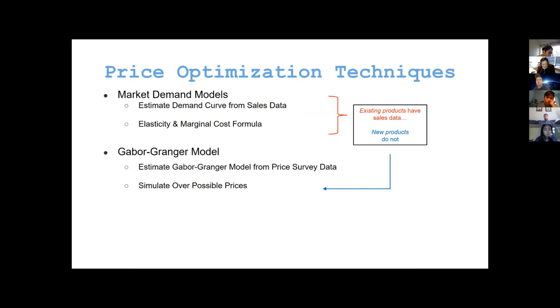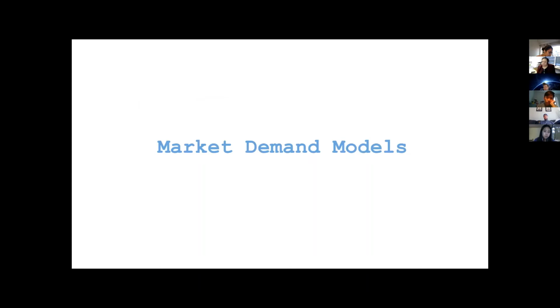I won't have a chance to cover this today, but for those who are very interested, there's another popular way to get at price, especially for new products, and that is conjoint analysis. That's not within the scope of this particular course, but for those who are interested, I can point to resources about how to get at that from a conjoint standpoint. So let's first talk about market demand models.